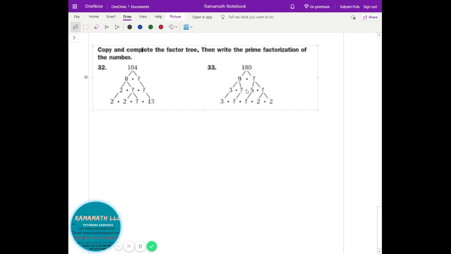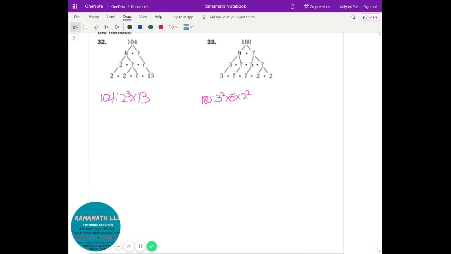Okay, looks good. The other one, 9 times 20. 9 we can write as 3 times 3. 20 is 5 times 4. Looks good, and then break it down. That looks good. Okay, how about writing down the prime factorization? So you write it as 2 cubed and then 13. And the other one is 3 squared, then 5 to the first, and then 2 squared. Looks good. It's called prime factorization.